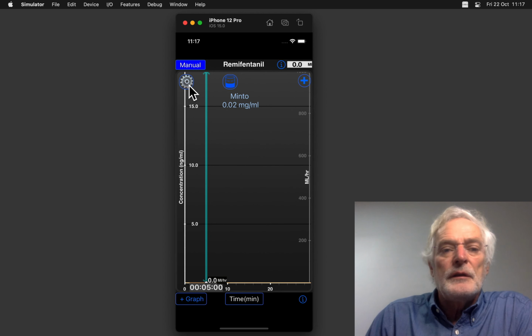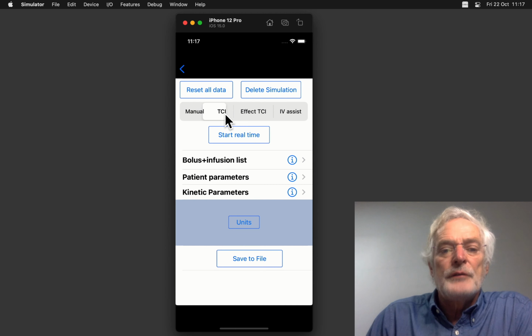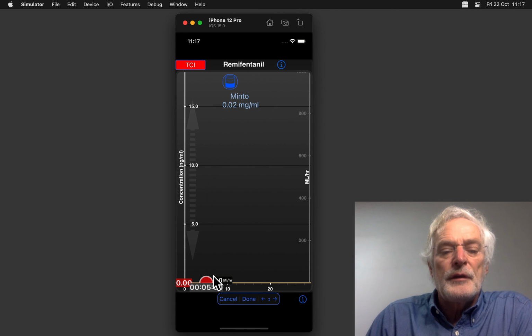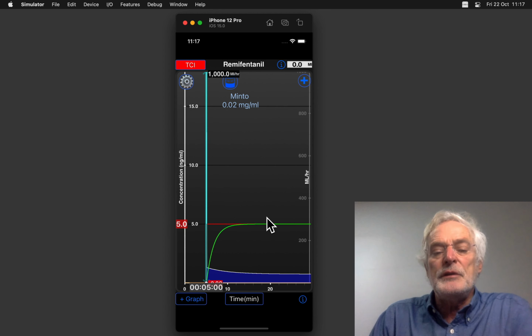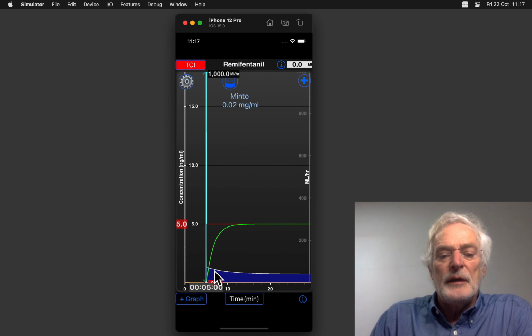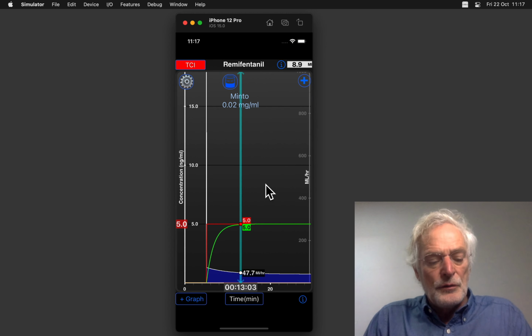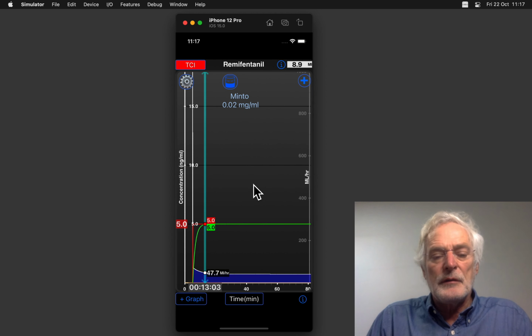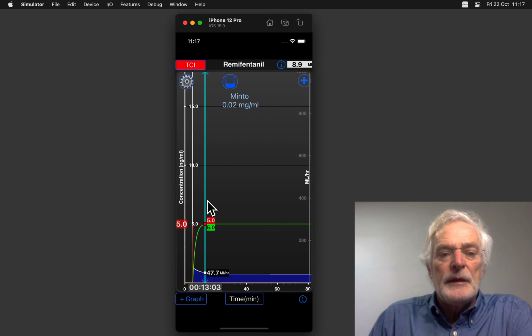Going to change the input mode, go for TCI, and let's say we go for a target of 5 nanograms per ml. Accept this, and this will be the resulting concentration, of course, in the effect site and the blood concentration, and the change in infusion rate to obtain this concentration. Can zoom a little bit out over time, a little bit more than an hour.